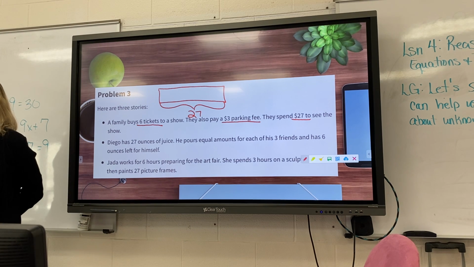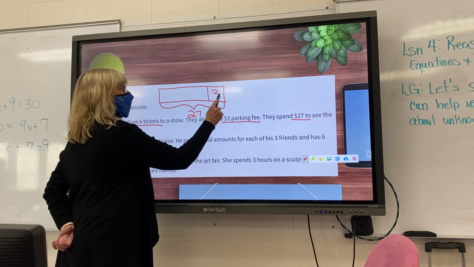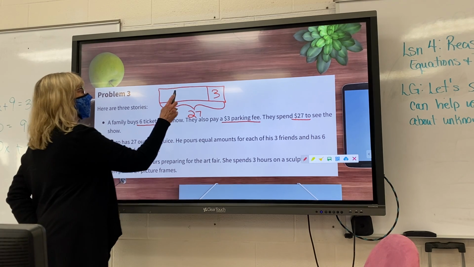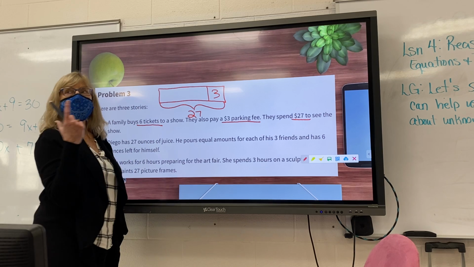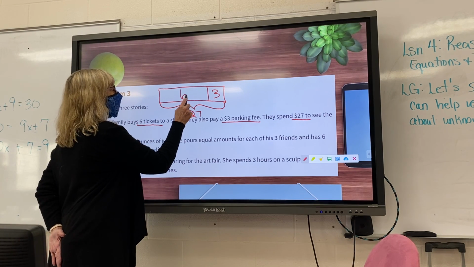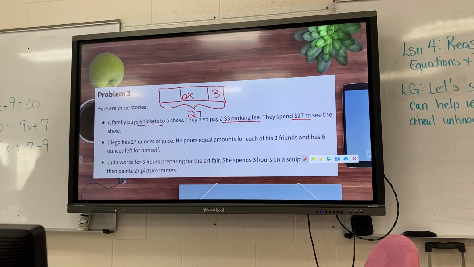Now, what makes up that $27? The $3 parking fee. So plus, can I just put $3 right here? Yeah. Okay, and we have to do 6 X's. Why 6 X's? Because there's 6 tickets. And are we assuming that all the tickets cost the same? Yes. Okay, I don't wanna put individual, can I just put 6X? Are we good with that? Yes.